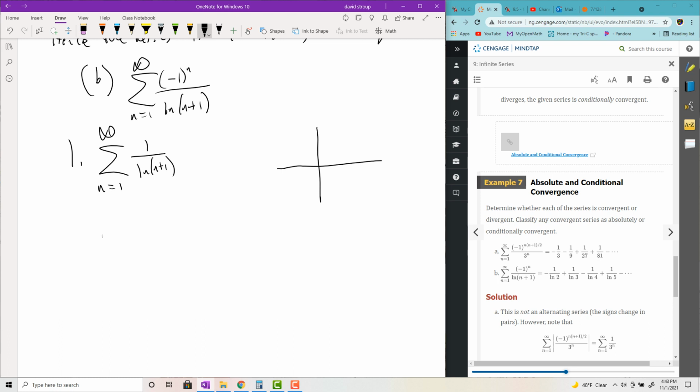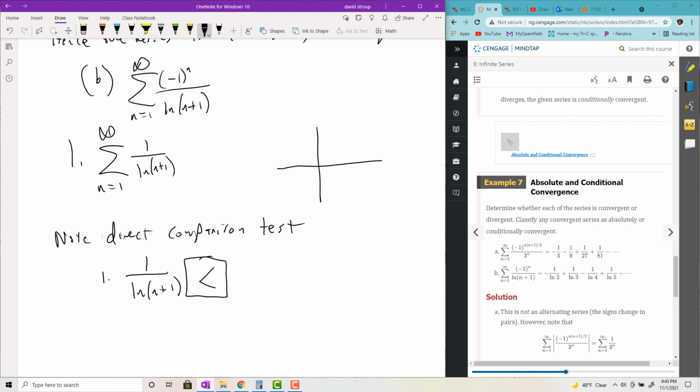All right, so I'll do a direct comparison test. May have to be a little creative here. So the first step, we need to do a comparison of 1 all over ln of n plus 1. I think it's going to be convergent. Okay, so I need to bound it above by something that is also convergent. And so I need that type of inequality to hold.